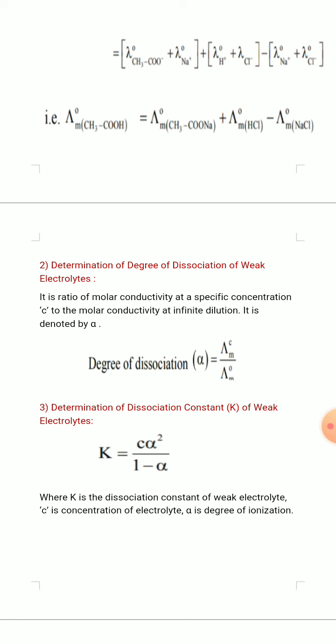And the third application of Kohlrausch's law is determination of the dissociation constant, that is K, of a weak electrolyte. The dissociation constant for a weak electrolyte is K equal to C alpha square by 1 minus alpha, where K is the dissociation constant of the weak electrolyte, C is the concentration of the electrolyte, and alpha is the degree of ionization.